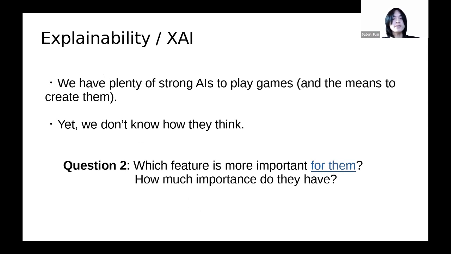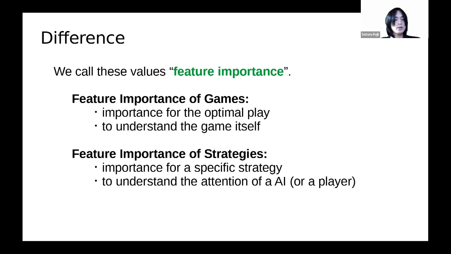Thanks to recent advancements, we now have plenty of strong AIs to play games and the means to create them. And yet, we don't know how they think. Well, we do know their inner workings, or algorithms, to be precise. It's just that we can't interpret or comprehend their strategies. And we believe that knowing which feature is more important for them, how much importance each feature has, would help us to understand their decisions. We call these values feature importance.